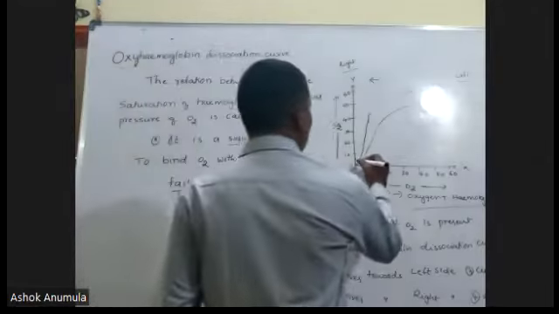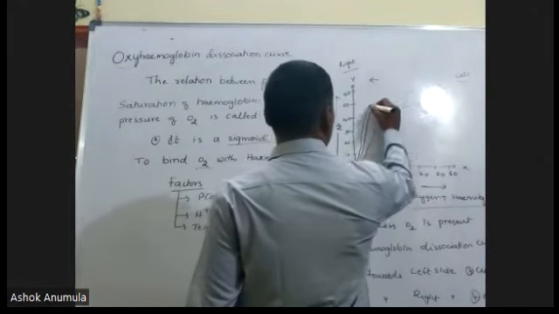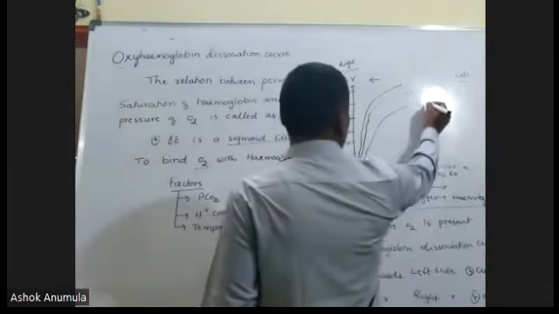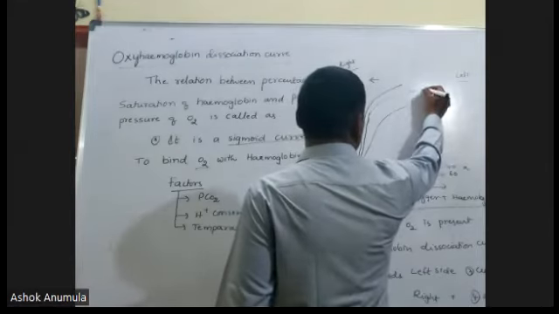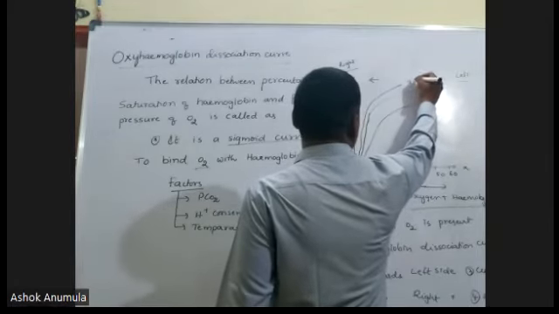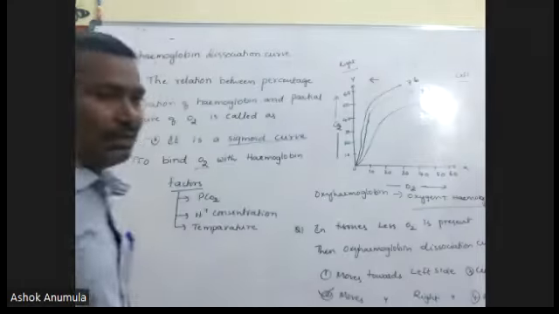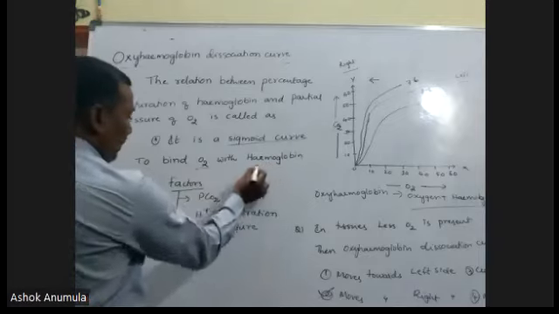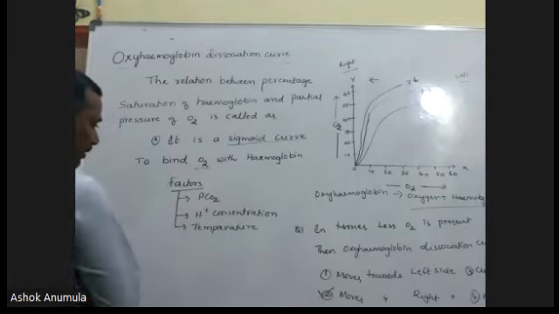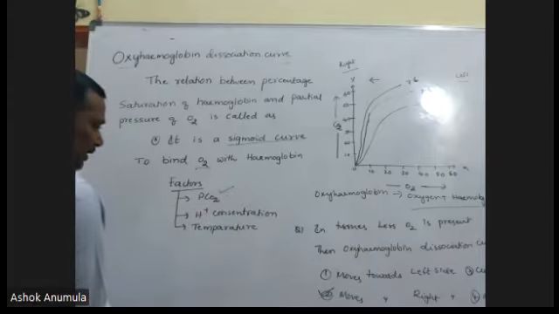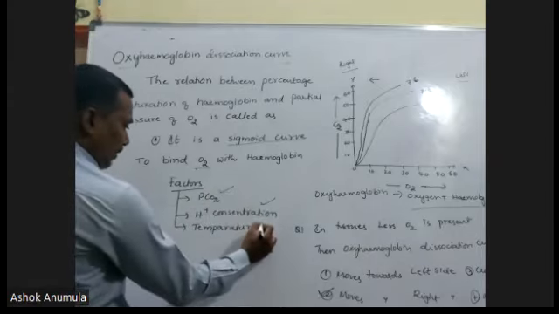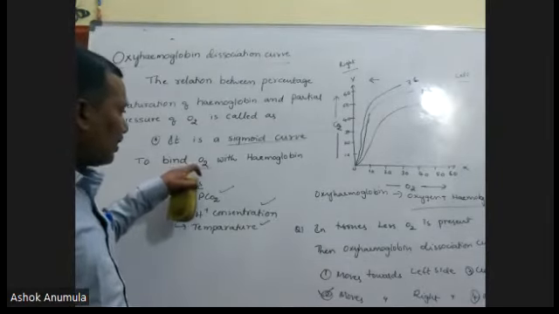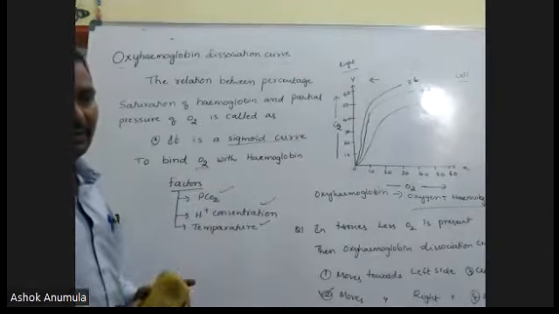This is about the oxygen dissociation curve. If the tissues contain less O2, the oxyhemoglobin dissociation curve moves towards the right side. Just now we discussed the binding of oxygen with hemoglobin. Which factors are involved? Three factors are involved: carbon dioxide, hydrogen ion concentration, and temperature. These are the three factors involved in the binding of oxygen with hemoglobin. How are they involved? We have to see.